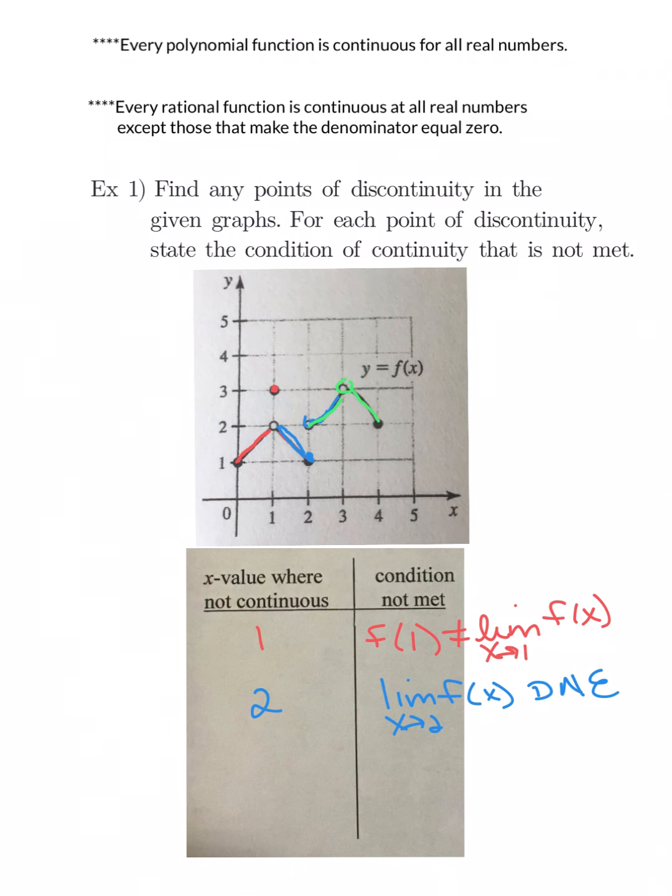So the next place where we are not continuous is 3. Rule 1 says that the function must exist at that x value. Does the function exist? Is there a solid dot anywhere at the x value of 3? No, there's not. So that's the condition we broke. So what we would say is that f of 3 does not exist.